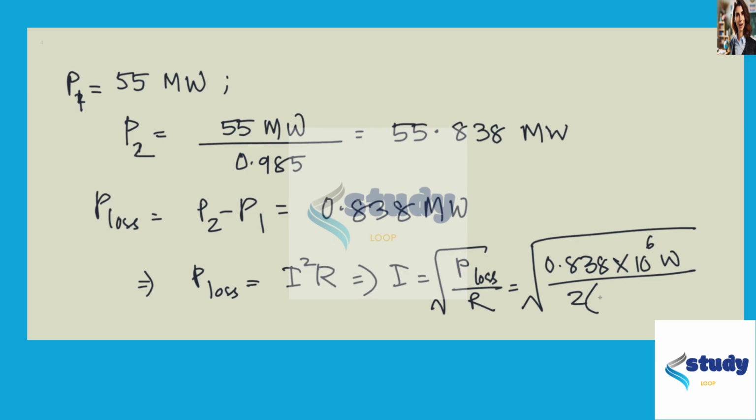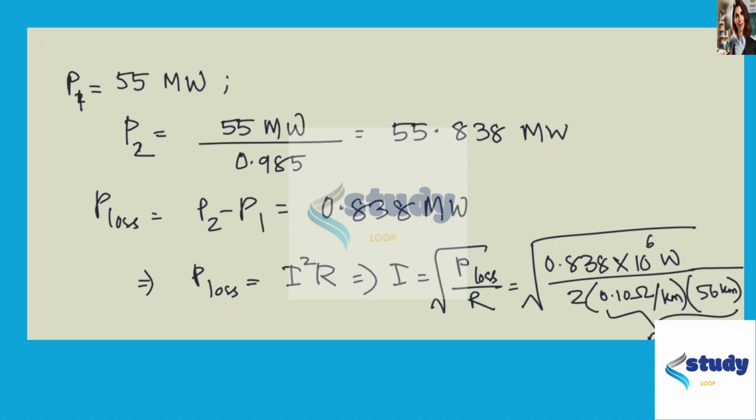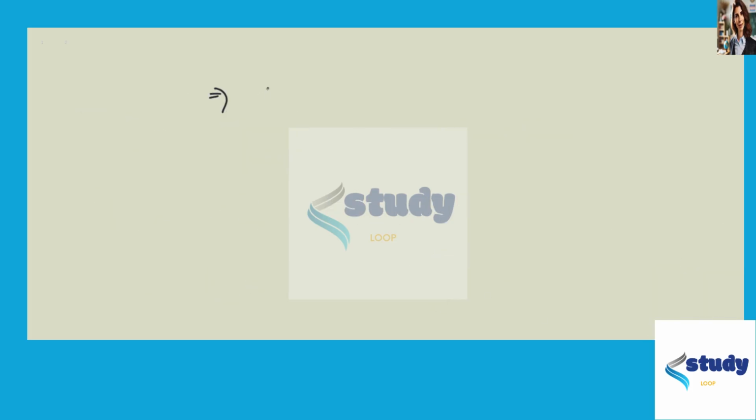So that is given to be 0.10 ohm per kilometer, and each transmission line is 56 kilometers. So we multiply that to get the resistance in each transmission line, and then multiplying it by 2 gives us the equivalent resistance of both the transmission lines. So we calculate that and find the current to be 273.6 ampere.